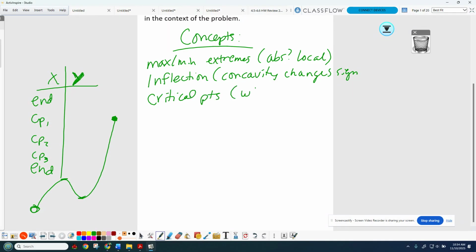Nope. Is it, or when it's equal to 0. When the first derivative is 0 or undefined, it doesn't have to change sign.